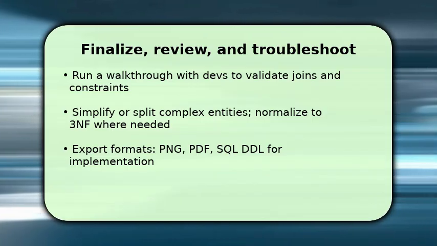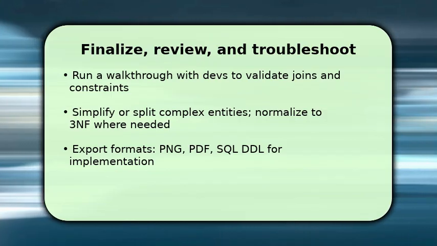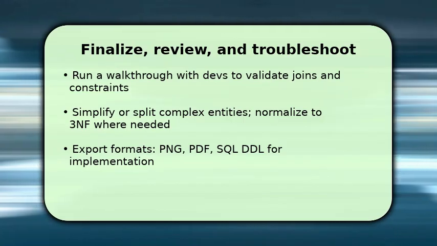If things go wrong, check for orphaned FKs and circular dependencies first. Those are common pitfalls and usually reveal incorrect cardinality or missing join tables that you can fix quickly.